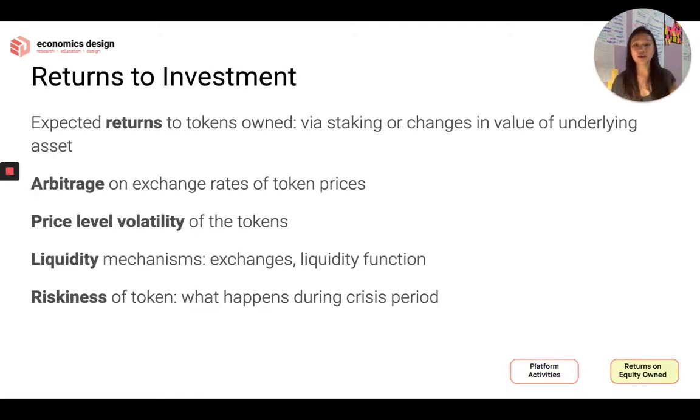When we talk about equities owned, we talk about returns to investment. So the expected returns to the equity owned, this can be by staking. So when you stake your token or you lock your tokens up, then maybe you can gain some transaction fees, and that's expected returns in a future period.